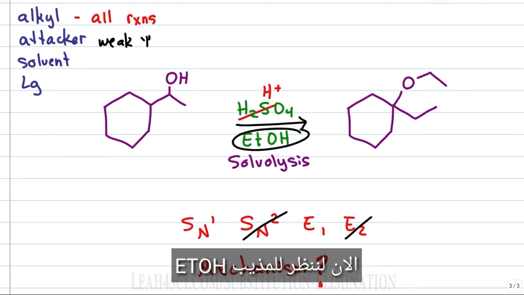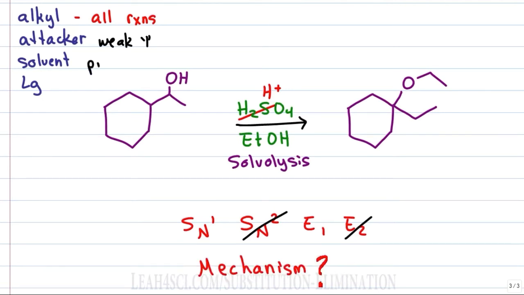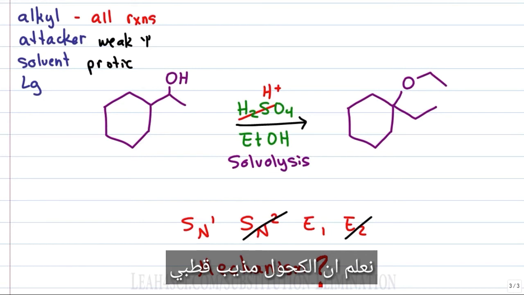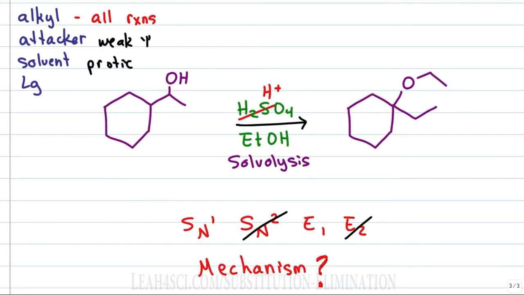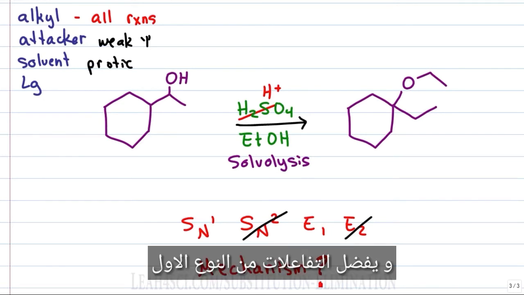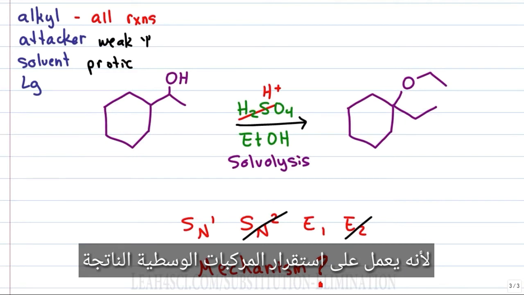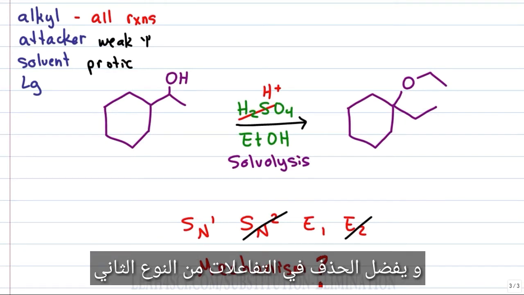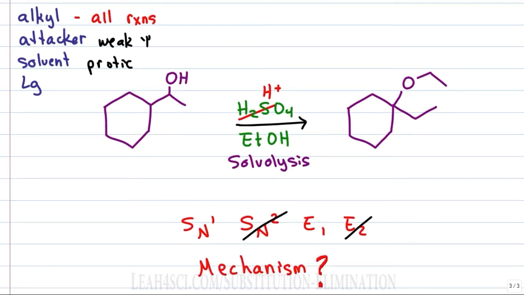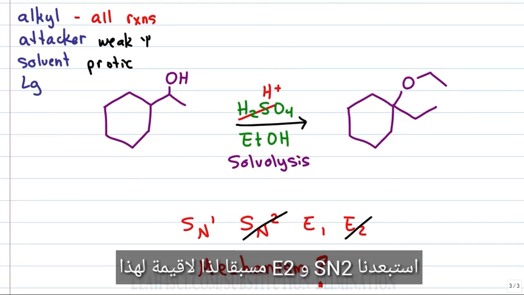Next, we have the solvent, which we already said is EtOH. We know that an alcohol is a polar protic solvent, which will be very happy for a one-type reaction because it can stabilize the intermediates, and it will also prefer elimination over substitution in a two-type reaction. We've already ruled out SN2, E2, so it'll be SN1 or E1.